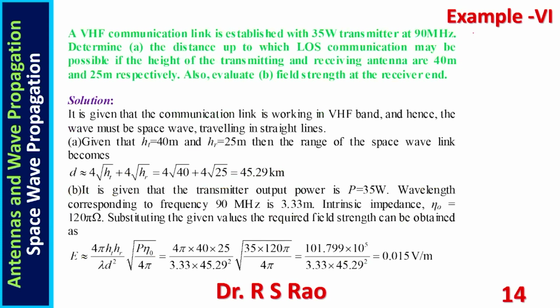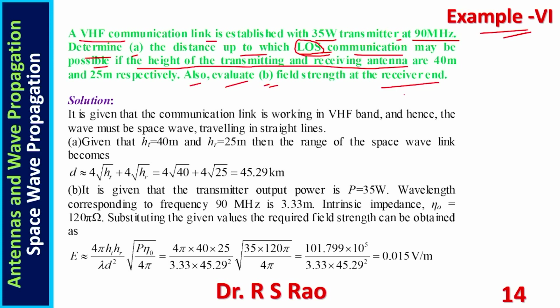Another problem, it is also on space waves. Example 4. A VHF communication link is established with a 35 watt transmitter functioning at a frequency of 90 megahertz. Determine A, the distance up to which LOS communication may be possible if the heights of the transmitting and receiving antennas are 40 meters and 25 meters respectively. LOS means line of sight. That is the A part. Also evaluate B, the field strength at the receiver end.